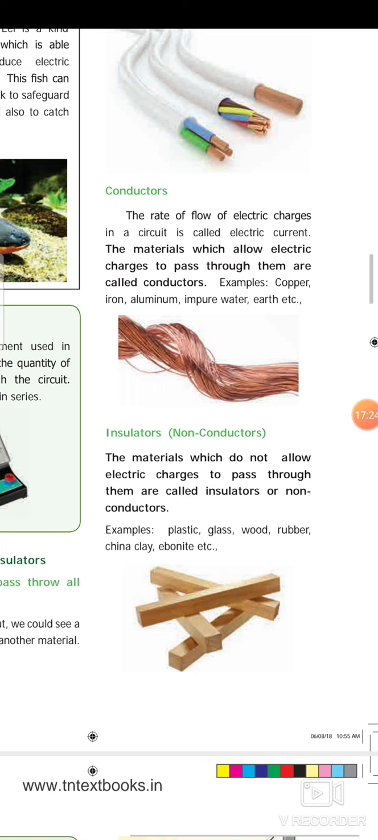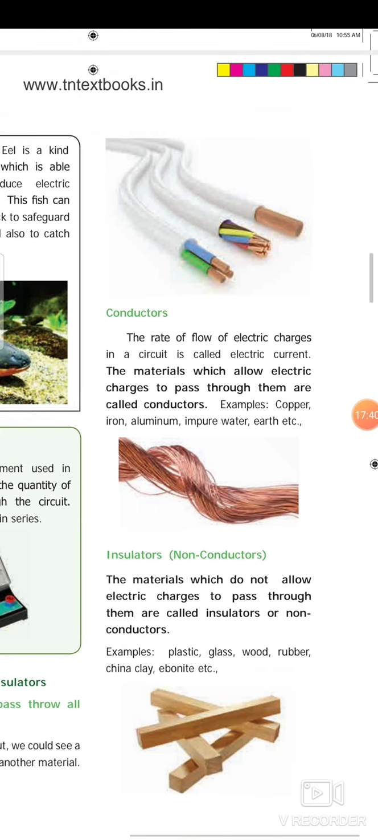Insulators, the materials which do not allow electric charges to pass through them are called insulators or non-conductors. Plastics, glass, wood, rubber, china clay, ebonite, etc. are examples for insulators. So that's why the copper wire in your figure, see the first picture, is covered with plastic. Why? The copper wire is a good conductor, the plastic is a poor conductor, that is insulator. So to avoid accidents, to avoid any disaster, these insulators are used.